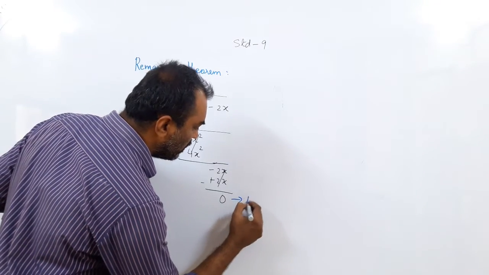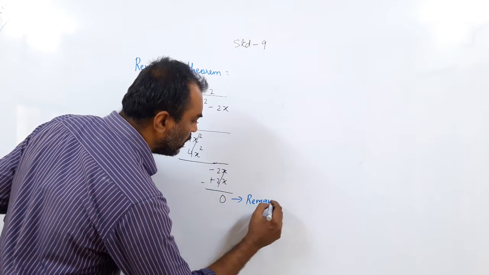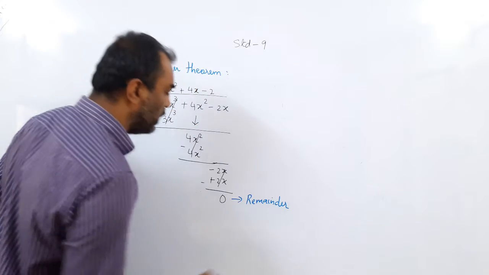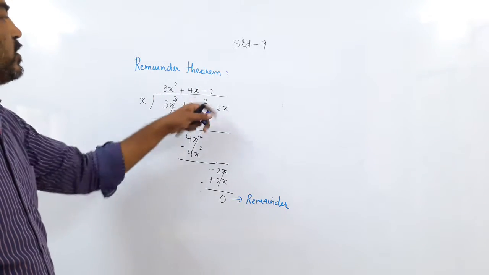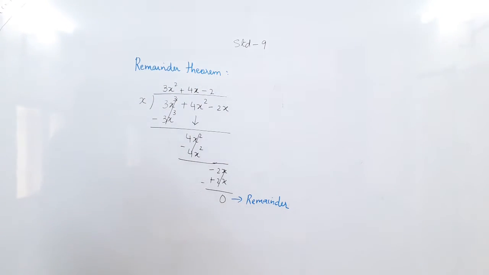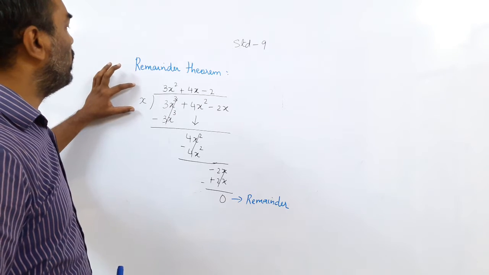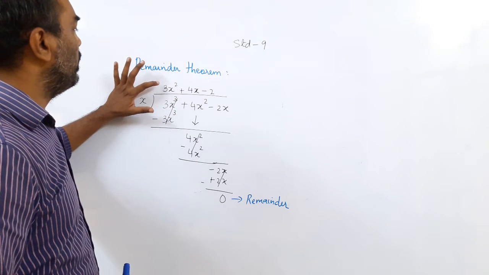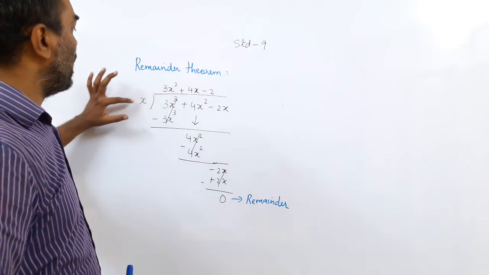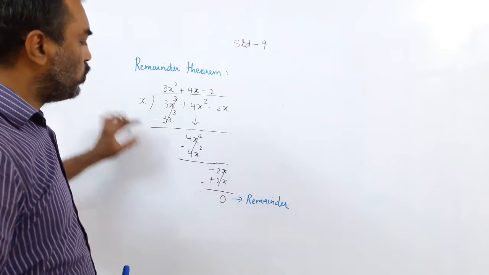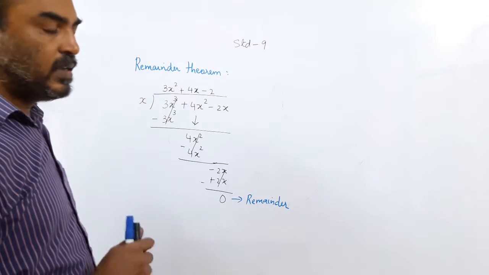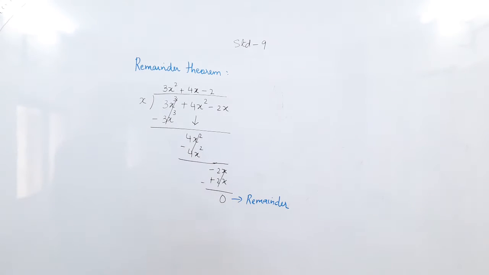I got the remainder as 0. And because I got the remainder 0, it means x is a factor of this. Okay? So you have to understand the remainder theorem. So what is the remainder theorem we are doing? When you divide any polynomial by another polynomial, if you get the remainder 0, it means it is a factor. If the remainder is not 0, it is not a factor.